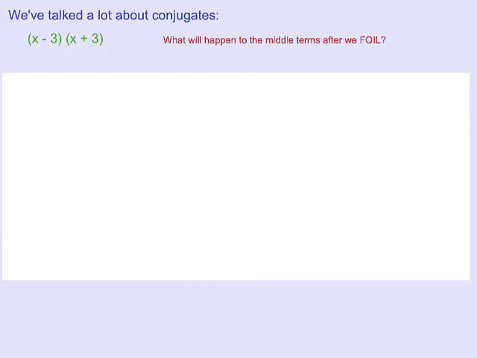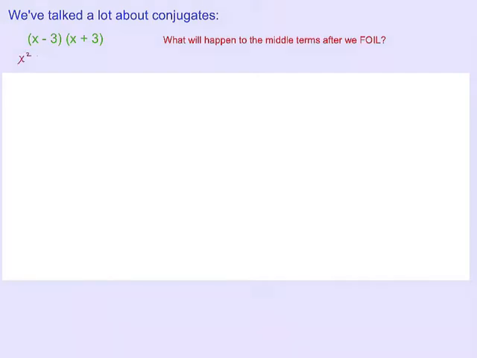For today, about factoring. We've talked a lot so far this unit about what happens to conjugates. When you FOIL two things that are conjugates, meaning not quite opposites of each other, but conjugates, what happens to that middle term? Well, we've seen this. You multiply the x times the x.